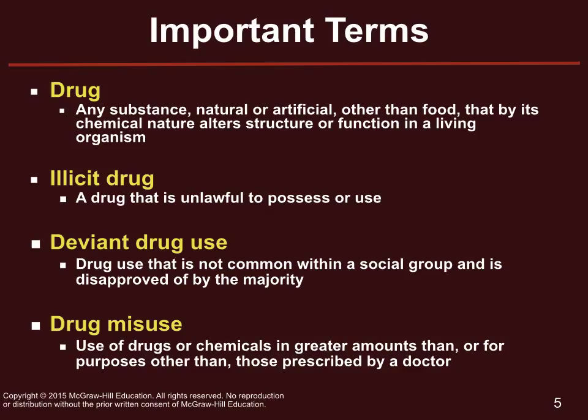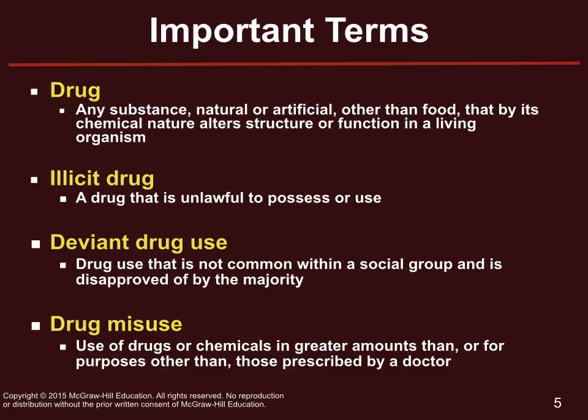Any substance, natural or artificial, other than food, that by its chemical nature alters structure or function in a living organism. So you can think about, if we took out that "other than food" phrase, we can think of foods like sugars that would really fit that definition. So that's why we include "other than food" to exclude those and keep this category focused on the substances that we'll be discussing this semester. Next, an illicit drug.